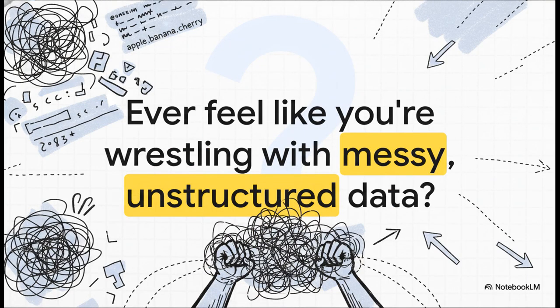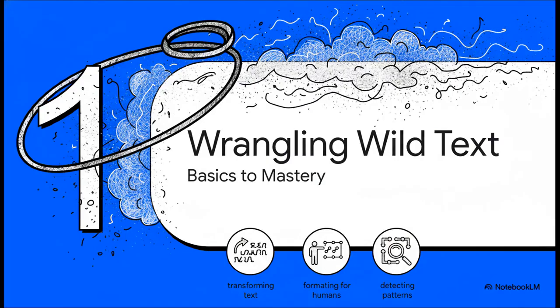You know the feeling, right? You get a file and it's just a total mess. Maybe it's a bunch of words separated by commas when you need spaces, or the key info you need is buried deep inside some giant paragraph. It can feel like you're trying to untangle a giant knot. But what if you could actually tame all that wild data? Well, that's what we're here to do.